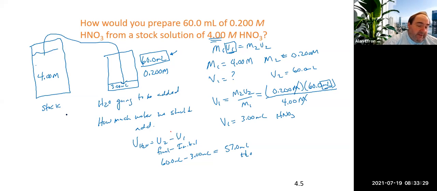So to this solution, we then should add another 57 milliliters of water. The 57 milliliters of water and the 3 milliliters of nitric acid give us a grand total of 60 milliliters, which is what we're looking for. At this point, we would mix it up and stir it really well. What we should end up with now is a solution that has a concentration of 0.2 molar.